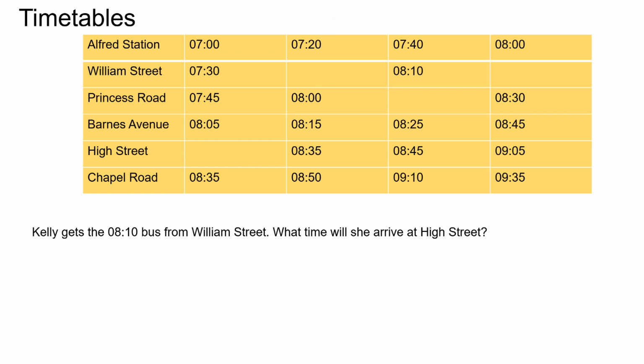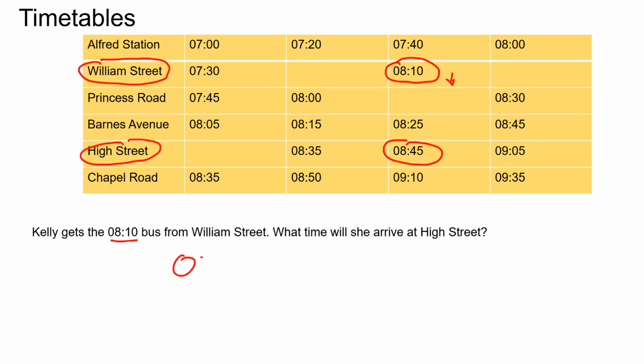Kelly gets the 8:10 bus from William Street. We want to work out what time she will arrive at High Street. If I look at William Street, the 8:10 is this bus here. So following the column down to High Street, which is here, we can see that it gets to High Street at 8:45. So she will arrive at High Street at 8:45.